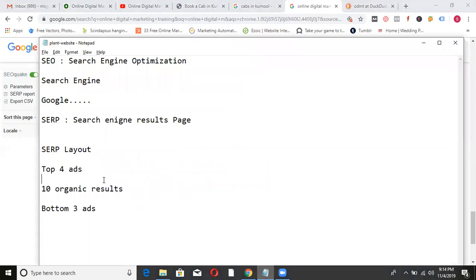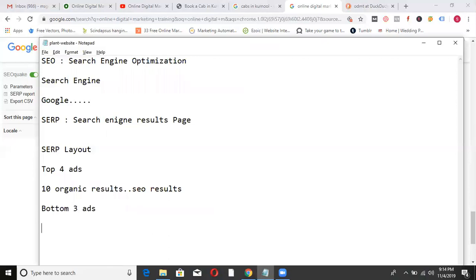So top 4 ads. It doesn't mean that every time 4 ads will be there. Sometimes 3 ads, sometimes 2 ads, sometimes no ads. Depends on the competitors. But maximum 4 plus 3, 7 ads will be there. And between these, 10 are called organic results. These are called SEO results.